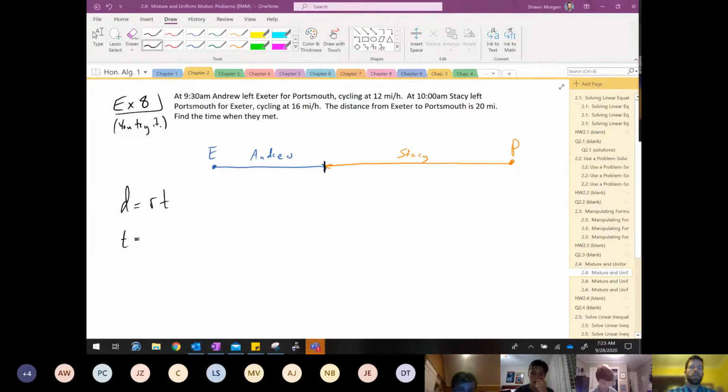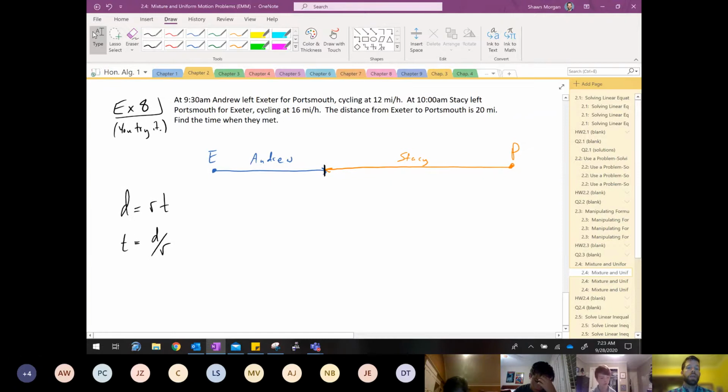Very good. T equals distance divided by rate. Okay. So if we're asked for what time they met, it's probably going to be a good idea to at least have an understanding of how I would find, for instance, how long Andrew has been riding or how long Stacy has been riding. Okay. Now, which one of them will have been riding the smaller amount of time?